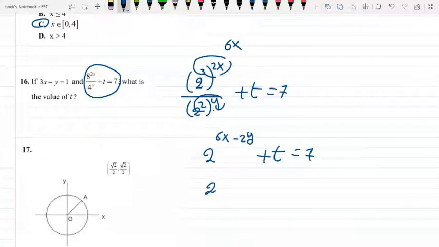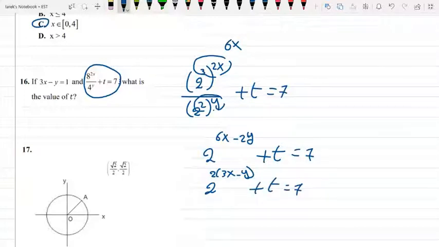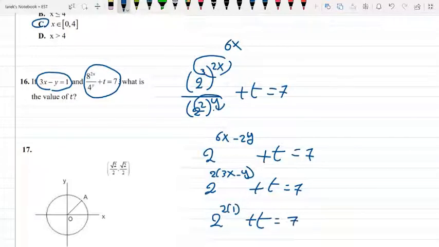It will be 2 times 3x minus y plus t equals 7. This 3x minus y is already here, equals 1. So it will be 2 times 1 plus t equals 7. So t equals 7 minus 4, because this will be 4. 7 minus 4 is 3. So t equals 3.